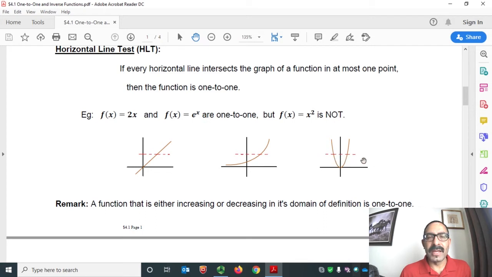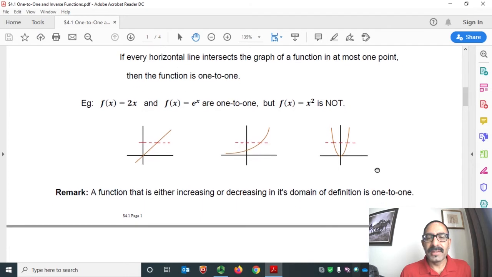But the third diagram, this is the graph of f(x) equals x squared. Here the horizontal line touches the graph more than once, that means in two places, so this violates our horizontal line test, so the graph does not represent a one-to-one function. Awesome. By the way, we can restrict the domain of these functions and make them one-to-one, which I will discuss later. Awesome. Now let's move on.